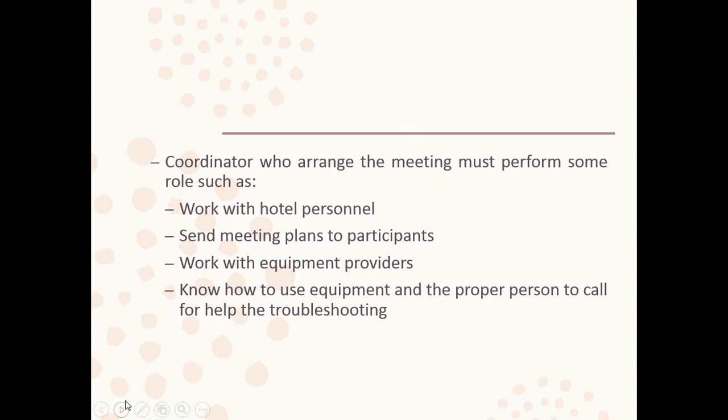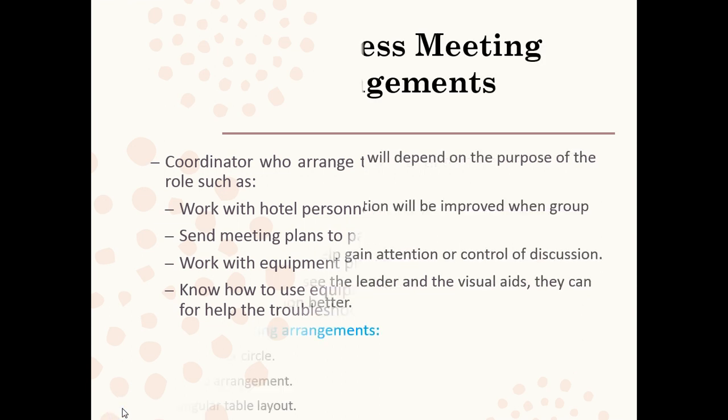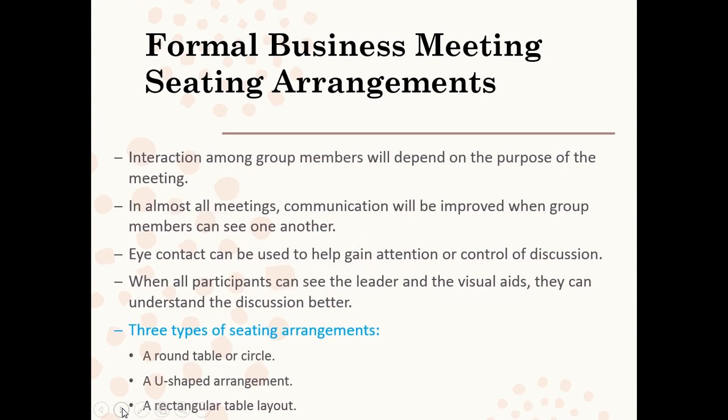Okay, so next is formal business meeting seating arrangement. Actually there are a lot of seating arrangements in formal business meetings, but the most common that you need to know are only these three types of seating arrangement. Okay, so dia kata interactions among group members depend on the purpose of the meeting. So the seating arrangement of the team members adalah depends kepada purpose of meeting.